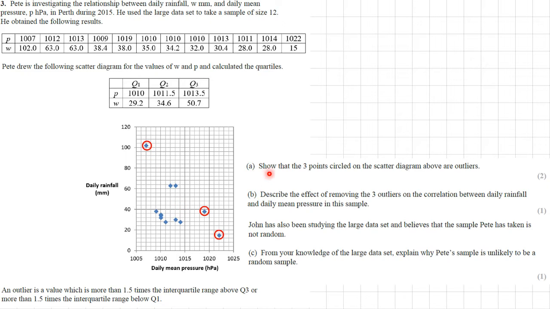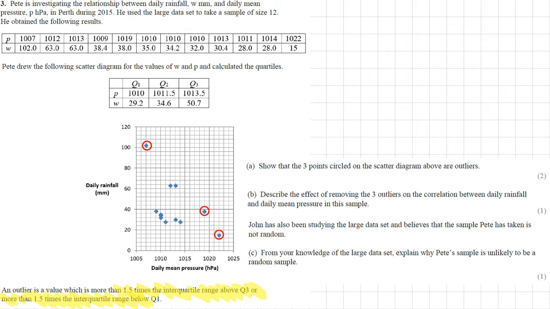And in part A it says show that the 3 points circled on the scatter diagram are outliers. And there's a bit down here that's going to help us. I didn't see this at the bottom. An outlier is a value which is more than 1.5 times the interquartile range above Q3, or more than 1.5 times the interquartile range below Q1.